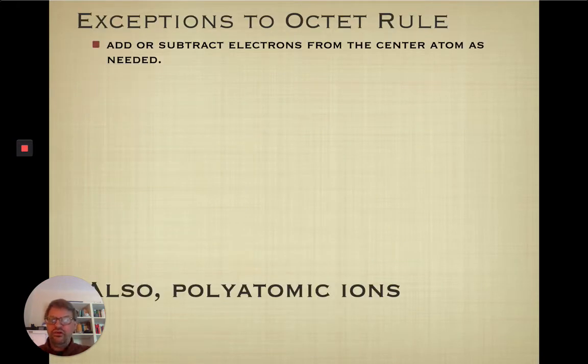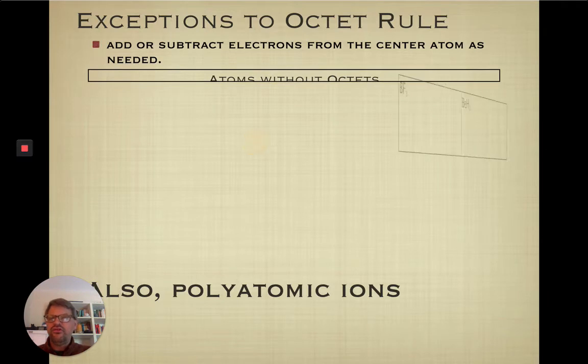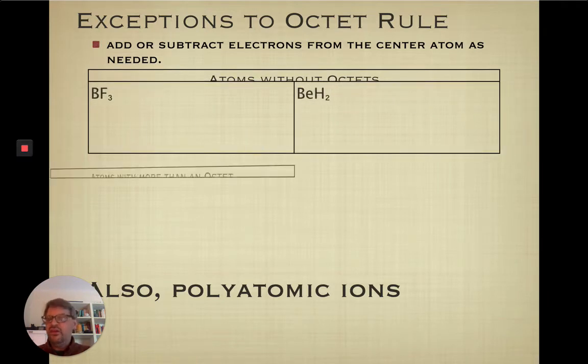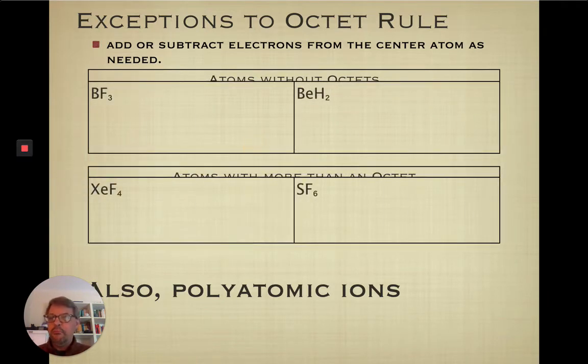A couple things here. Remember that there are some exceptions to the octet rule. Boron and beryllium can have less than 8 valence electrons. They're stable with less than 8, more than 2 but less than 8. That will influence their shape.